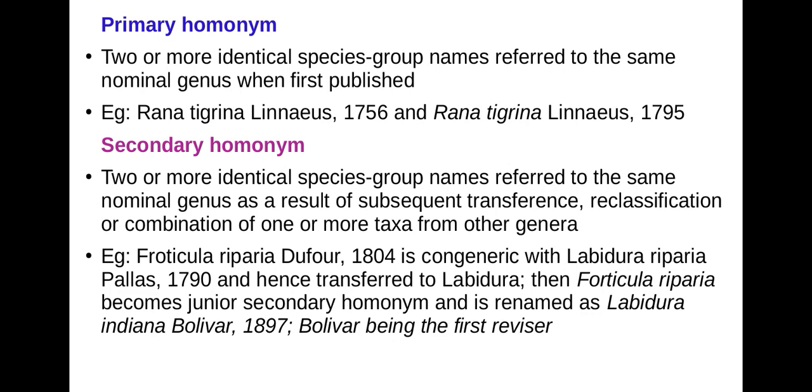Primary homonym: two or more identical species group names refer to the same nominal genus when first published. For example, Rana tigrina Linnaeus 1756 and Rana tigrina Linnaeus 1795. Then secondary homonym: two or more identical species group names refer to the same nominal genus as a result of subsequent transference, reclassification, or combination of one or more taxa from other genera. So Fruticula riparia Duffer 1884 is a congener with Libidura riparia Pallas. Just read this.